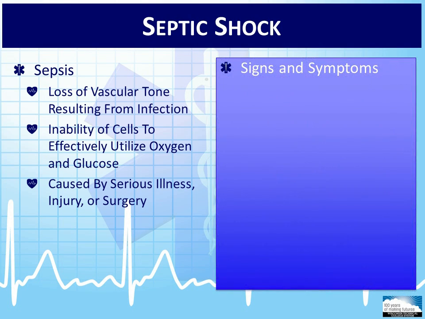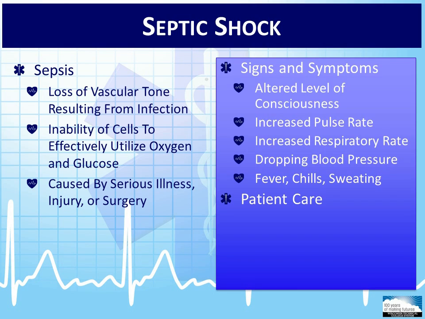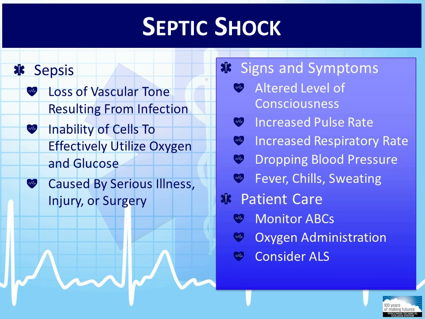Some common signs and symptoms for a patient in septic shock include an altered level of consciousness, increased pulse and respiratory rates, low blood pressure, and signs and symptoms associated with the infection itself, such as fever, chills, and sweating. Patients in septic shock need definitive, aggressive, managed health care. In the field, it is important to monitor and maintain the patient's airway, breathing, and circulation. High flow oxygen should be administered, and ALS should be utilized if available. Rapid transport is essential because these patients really do need care at a hospital. Depending on the nature and seriousness of the sepsis, however, even that may not be enough to turn the tide of the infection.